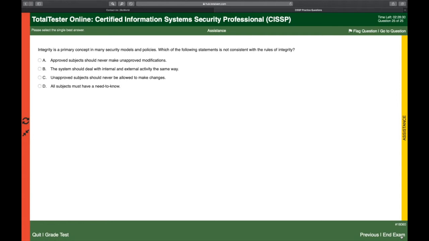Alpha. Bravo. Not consistent. Alpha. Oh, wow. Let's see here. So Alpha says approved subjects should never make unapproved modifications. I actually like that statement. Just because they're an approved subject doesn't mean they should make a modification to something, especially if it's unapproved.